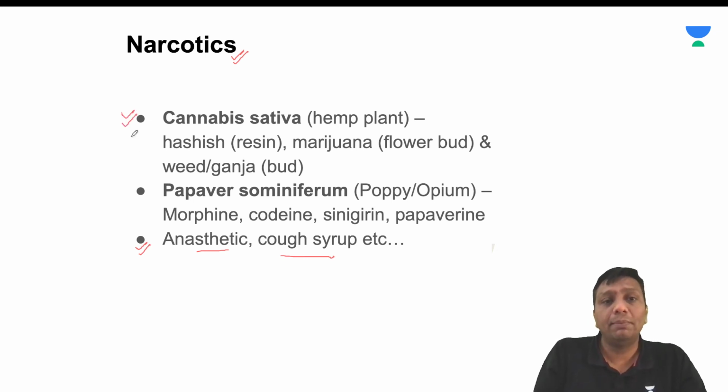Two plants are highly popular and you must know them for the examination. The one is Cannabis sativa, that is called the hemp plant. This plant's resin is used for hashish formation. This plant's flower bud is used for marijuana, and this flower bud is used for weed or ganja.